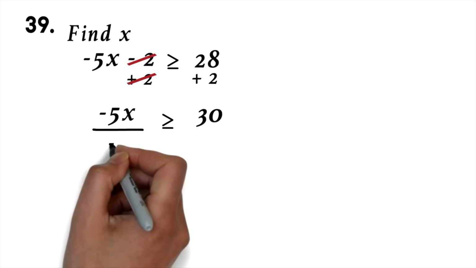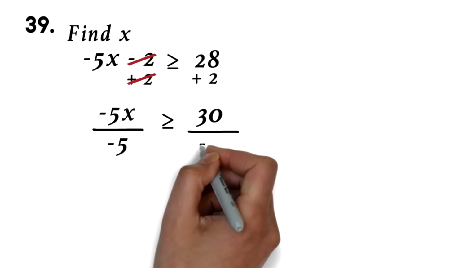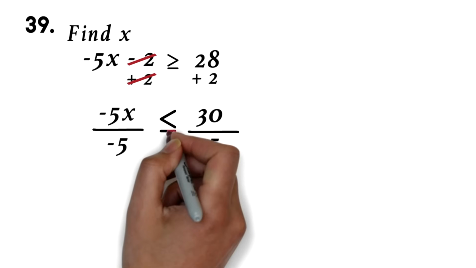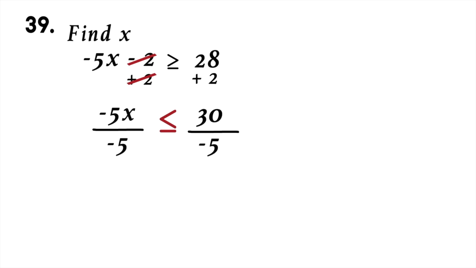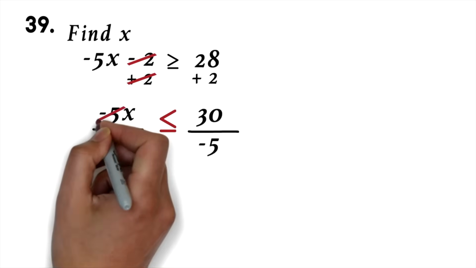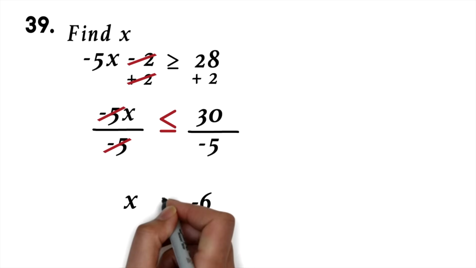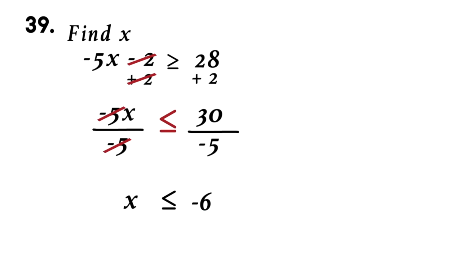Next, we divide both sides by -5. When you divide by a negative number, the inequality changes. Please take note of that. So this becomes less than or equal to. The -5 can cancel out. 30 divided by -5 is -6. Therefore, x is less than or equal to -6.